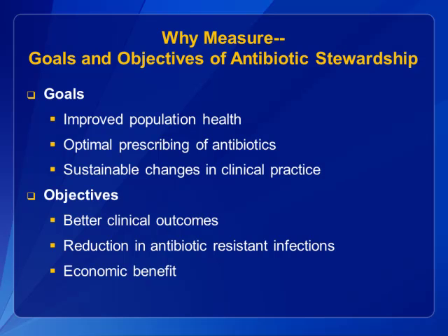To get to those goals, we have some specific objectives, some measurable objectives. Those are better clinical outcomes. If each patient has a better clinical outcome, population health is improved. We want to measure a reduction in antibiotic resistance and antibiotic-resistant infections. And measurably and importantly, there's an economic benefit, and we'll talk about that too.